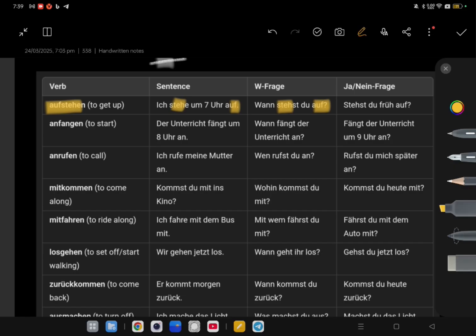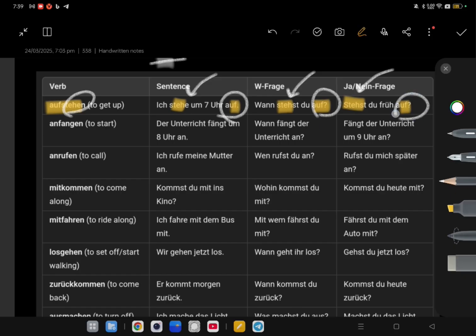Next we have Ja oder Nein Frage. Stehst du früh auf? Do you wake up early? Again, here you can notice the verb is getting conjugated into stehe, stehst. Auf, the prefix, remains at the end. I really hope this makes sense. Now, second up we have anfangen, which means to start.